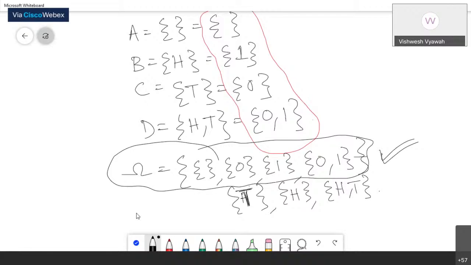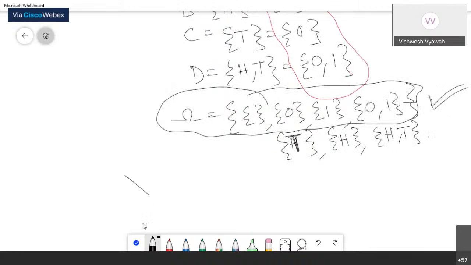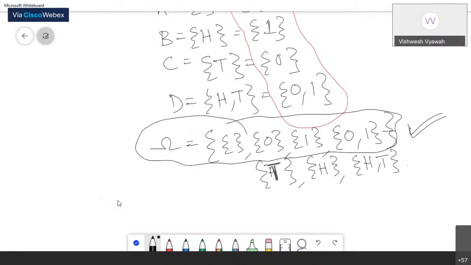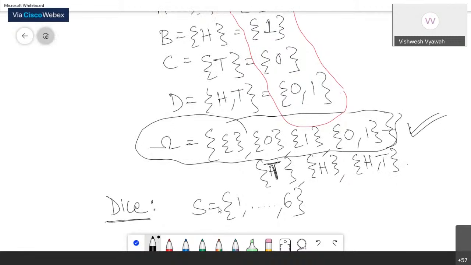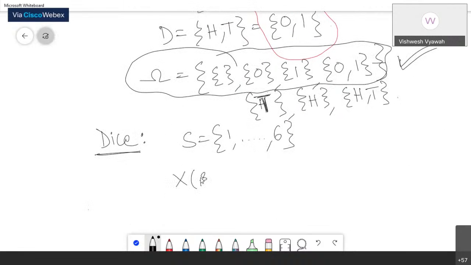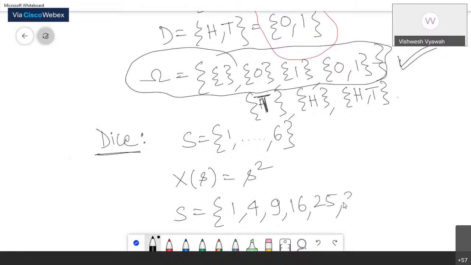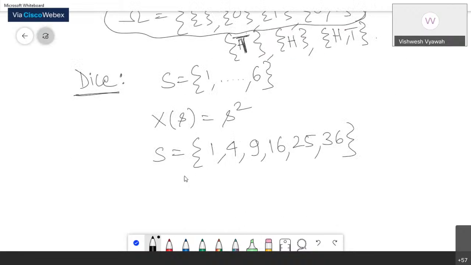Fine. Next, take our coin example. This example will be used to explain how the events can be written in terms of the random variable once it is defined. So let's take this dice example. S is 1 to 6. And I define a random variable X of s as, say, s square. So what will be my new S? Tell me. 1, 4, the square of each outcome, 9, 16, and so on. I hope that is clear now. This is my new sample space.